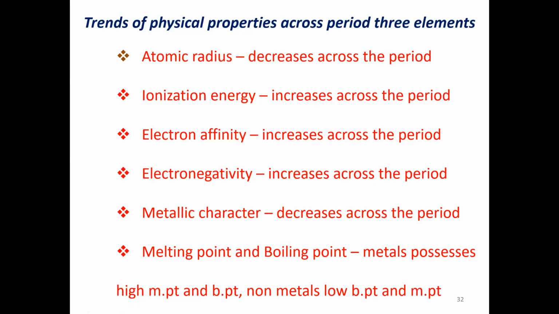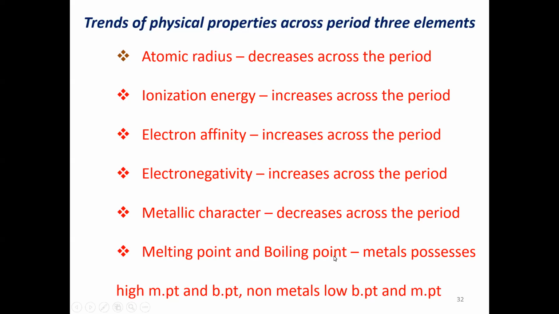Also, electronegativity, of course, you know electronegativity is the ability to attract. Because the nuclear pull increases, electronegativity increases across the period. Metallic character, of course, we expect to decrease across the period because as we go across the period, covalency increases while metallic character decreases, and also the atoms have more ability to attract electrons than to lose them.